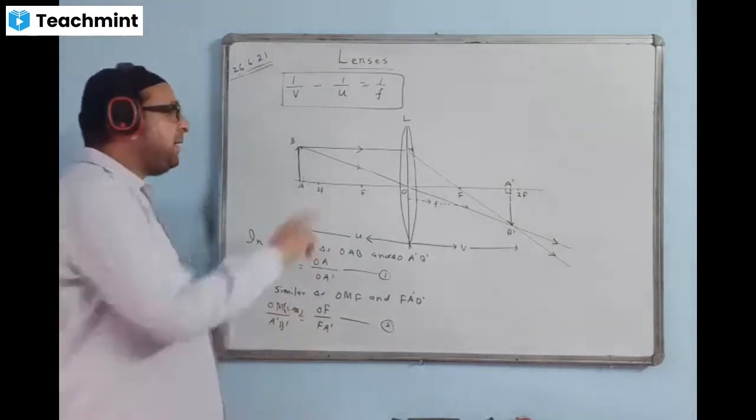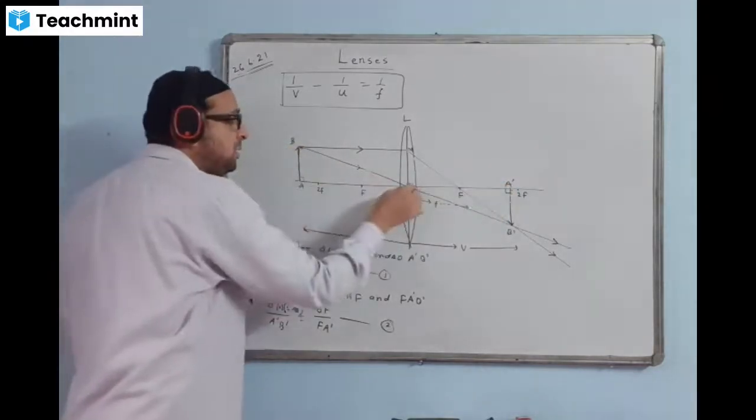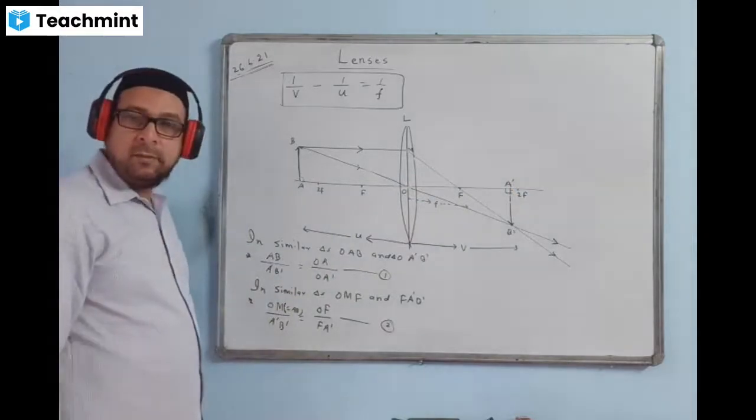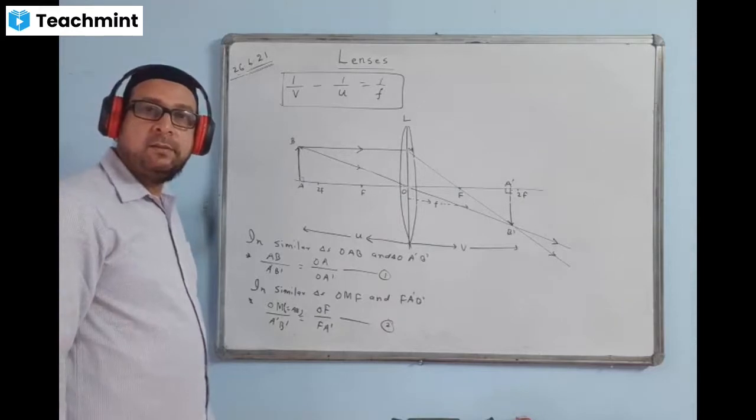Triangles are similar, no? So we are writing the ratio of the sides as equal. This by this is equal to this upon this. I wrote that. Okay. Yes, sir.